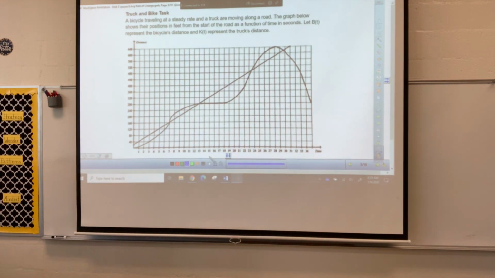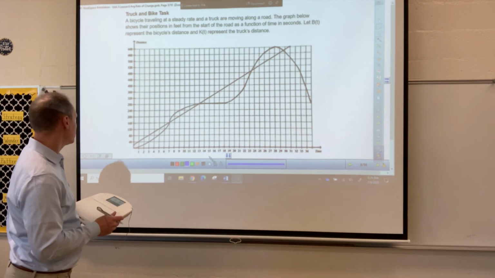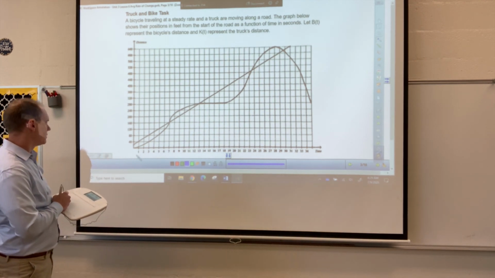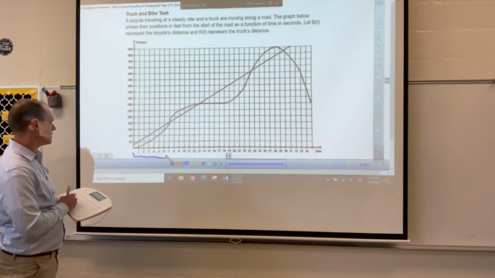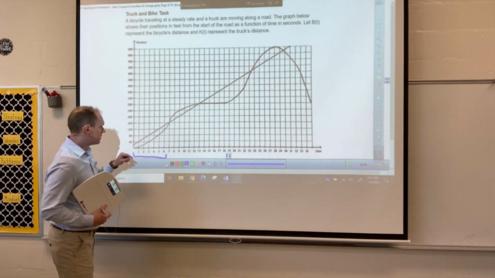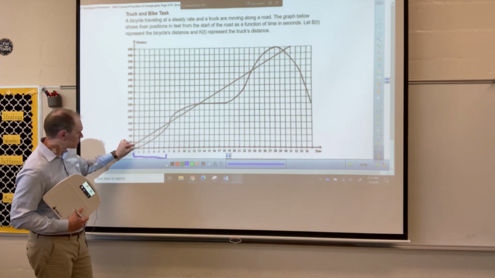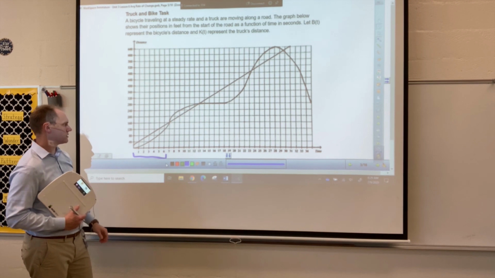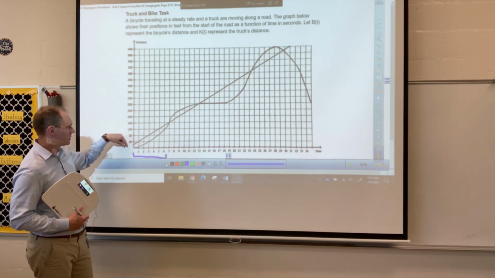Let me give you one more example here. How about 0 to 6? Same thing, right? The bike is still about 20 ahead of the truck, and so yes, they've got the same average rate of change in that interval there.